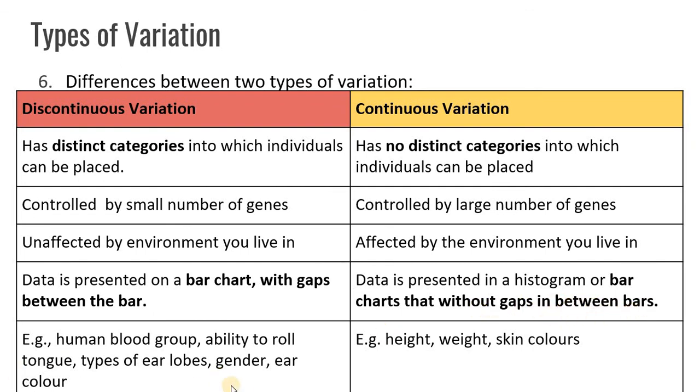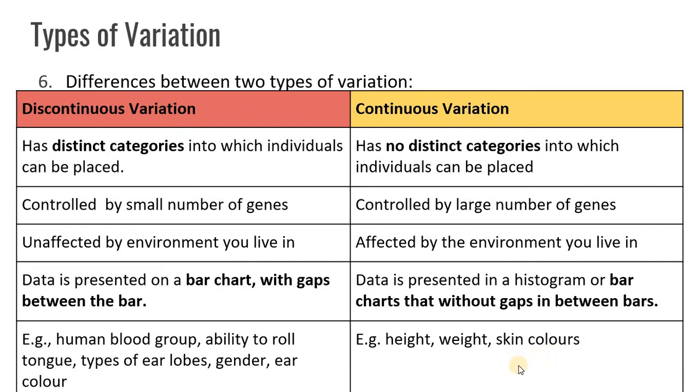Examples of discontinuous variation would be human blood group, your ability to roll a tongue, the types of earlobes, your gender, your eye color, and your hair color. Examples of continuous variation would be your height, your weight, and your skin color.